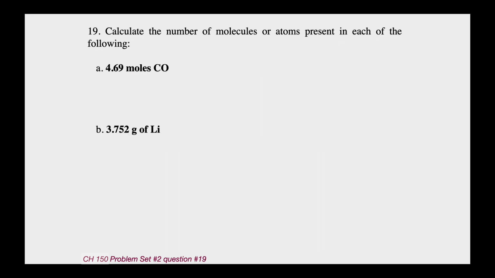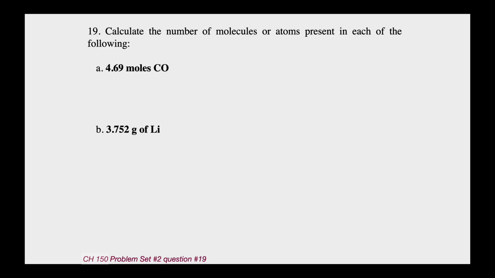Let's figure out the number of molecules or atoms present in each of the following. Now, anytime you're trying to find molecules or atoms, that's when Avogadro's number is going to kick in somewhere. And if you have the moles like you do on the first one, moles times Avogadro's number is going to give you the answer. So on the first one, 4.69 moles, we're going to multiply that by Avogadro's number, 6.022 times 10 to the 23rd.